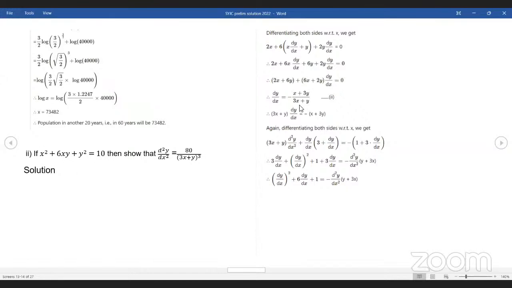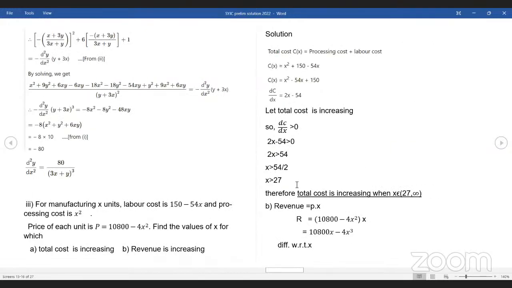Again, differentiate this, but before differentiating, we make some changes. Here 3x plus y will move to the left side, so it gives our answer easily. So you make that change and then differentiate this equation again. After differentiating and simplifying, we get it is equal to minus 80, and we put this value in our given equation. The given equation has to be used here again, do the simplification, so you get your final value as 80 upon (3x plus y) raised to 3.